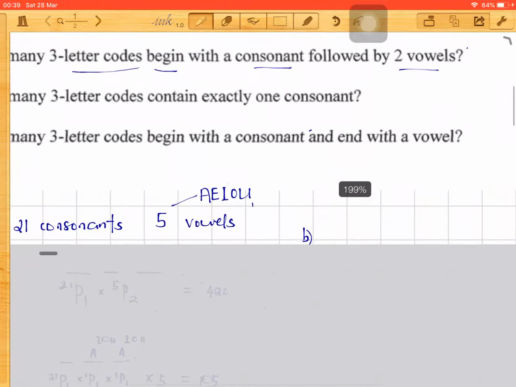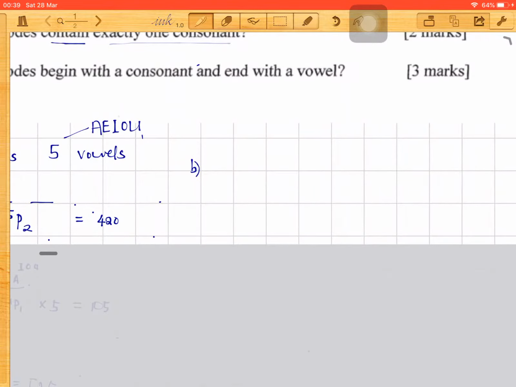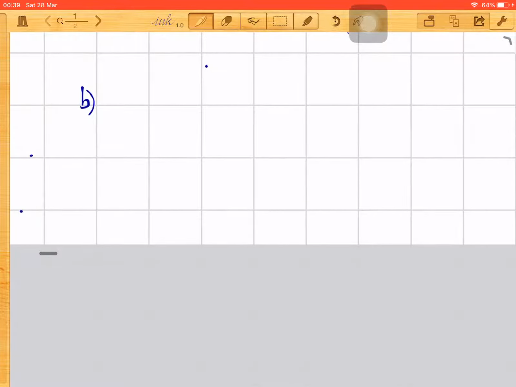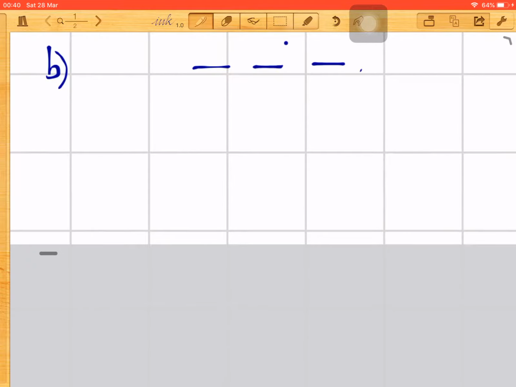The question asks how many 3 letters codes contain exactly 1 consonant. This is a bit tricky because I just say you want to contain 1 consonant, but I didn't say where the consonant can be. Therefore, it is a bit different from part A. So in this case, we're gonna do a few cases. You're gonna contain exactly 1 consonant. The other 2, you don't really mind. So let's say the other 2 vowels are the same.